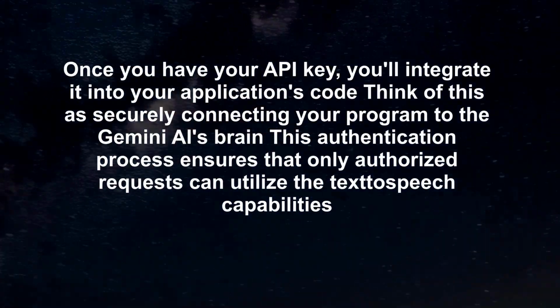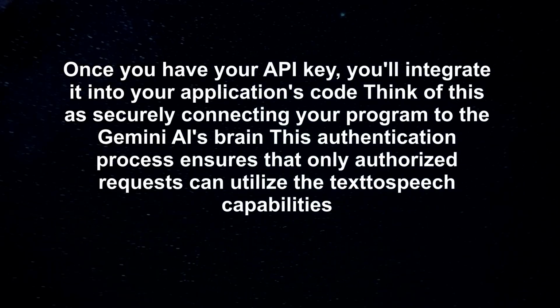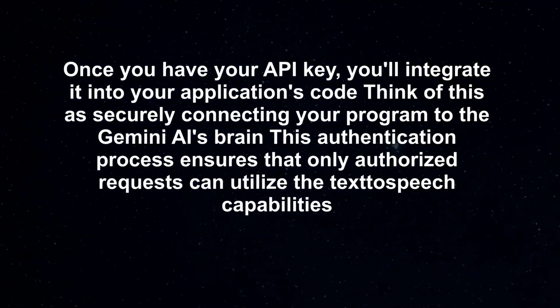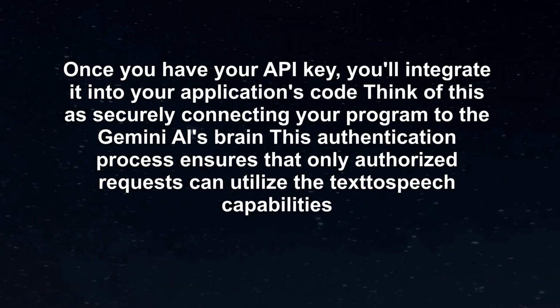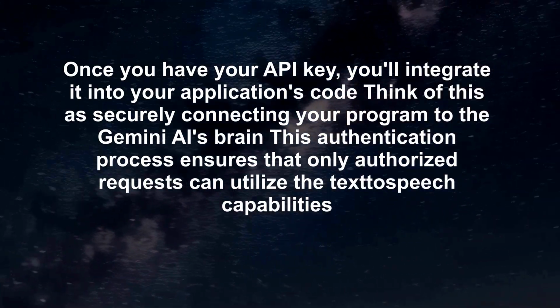Once you have your API key, you'll integrate it into your application's code. Think of this as securely connecting your program to the Gemini AI's brain. This authentication process ensures that only authorized requests can utilize the text-to-speech capabilities.